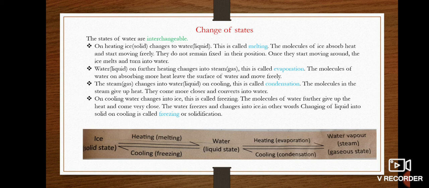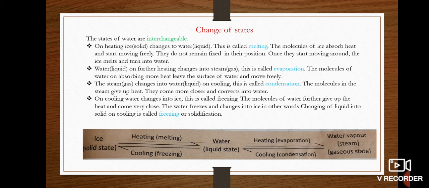On further heating, this water changes into steam. This is gas. This process is called evaporation. The molecules in water, on absorbing more heat, change into steam. This steam changes into water on cooling. This is called condensation. The molecules in the steam give up heat. They come closer. The steam condenses and changes into water.